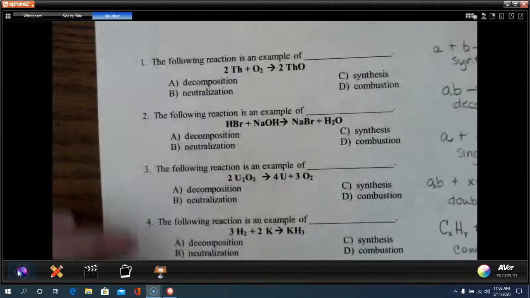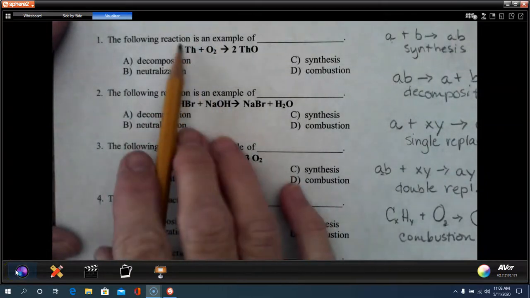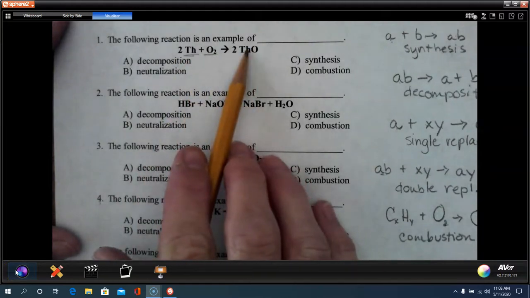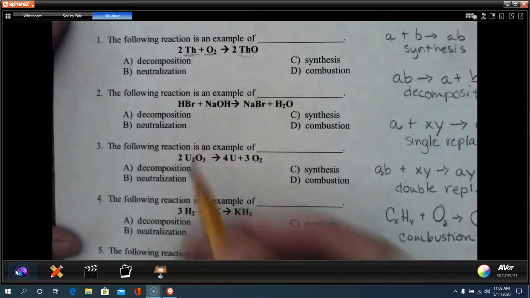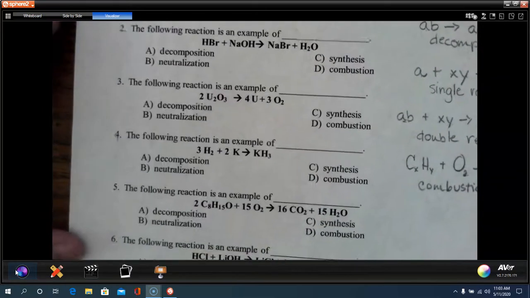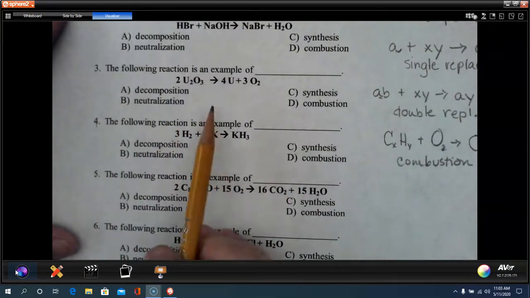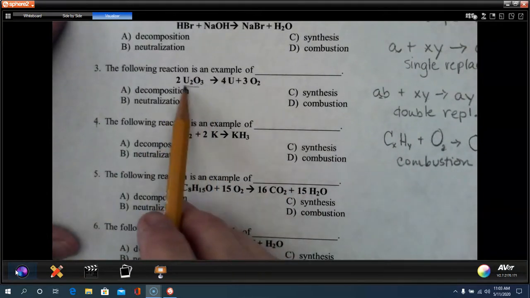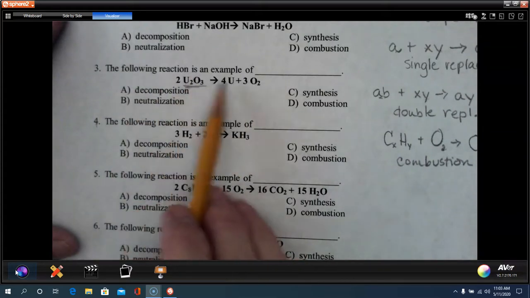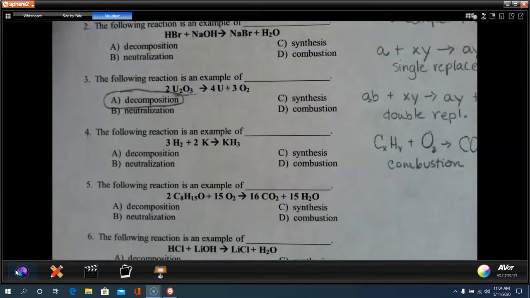So let's do the odd numbered problems here. Number 1, the following reaction is an example of what? I have a single element and a single element making one product. It makes one compound. That was an example of synthesis. Number 3, the following reaction is an example of, well, let's see, we have a single compound here as the reactant, nothing else, and look, it breaks down into its pieces. This is an example of decomposition.